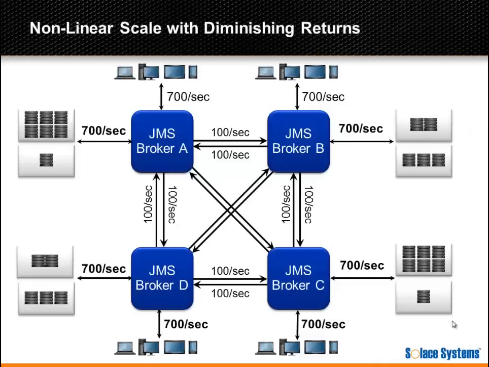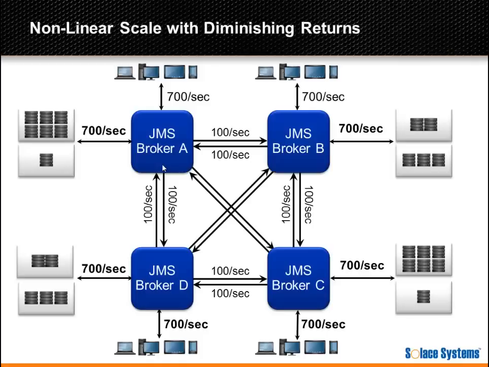Now let's look at 3 additional issues when you scale from 2 brokers to 4. The first issue is diminishing returns. In this case, I show the interbroker traffic as remaining at an aggregate of 300 messages per second to and from each broker, but typically the amount of interbroker traffic increases as you add more brokers. Specifically, the likelihood that a request from an application on broker A will also be serviced by an application connected to broker A decreases as you add more brokers.